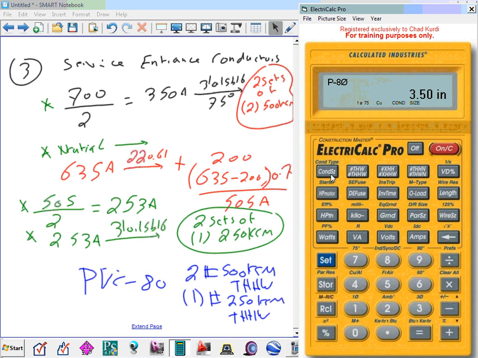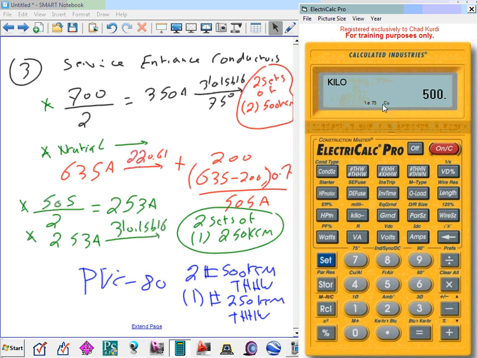All right, so everybody set the calculator to PVC, Schedule 80. Why 80? Because Chad says so. Service, most likely, it's Schedule 80. All right, let's go put in the conductors. Doing the conductors is tricky, so you have to do it exactly in the same order, guys. I'm going to start with the 500. Here's my 500, and it's a K, so hit K, right?